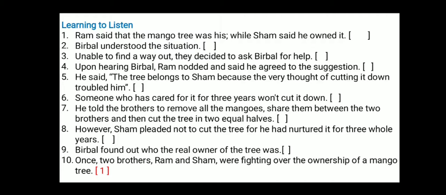Seventh, he told the brothers to remove all the mangoes, share them between the 2 brothers, and then cut the tree in 2 equal halves. Eighth, however, Shyam pleaded not to cut the tree, for he had nurtured it for 3 whole years. Ninth, Birbal found out who the real owner of the tree was. 10th, once 2 brothers, Ram and Shyam, were fighting over the ownership of a mango tree.